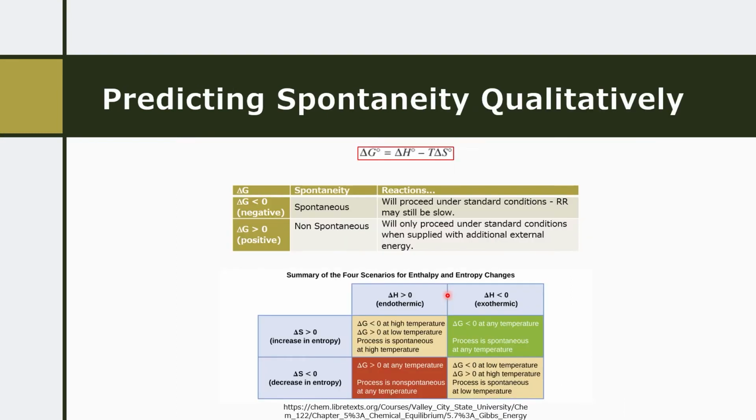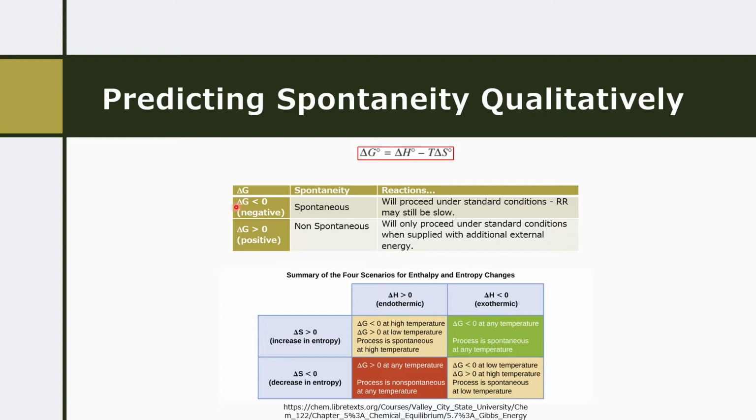So there are a couple of ways that we can predict spontaneity. We can actually just use this equation to figure out when reactions may or may not be spontaneous without actually having to do any calculation. So this is more of a qualitative version of applying the equation.